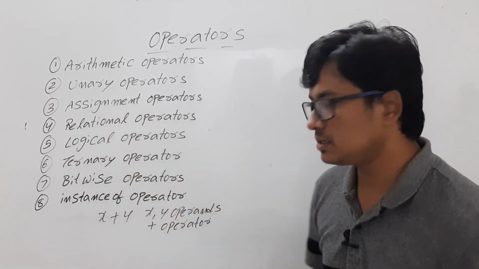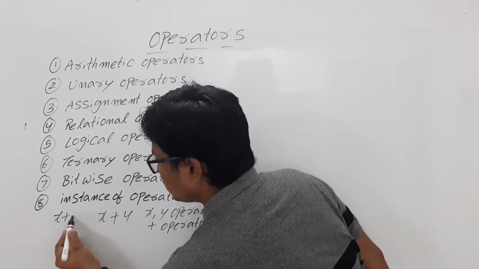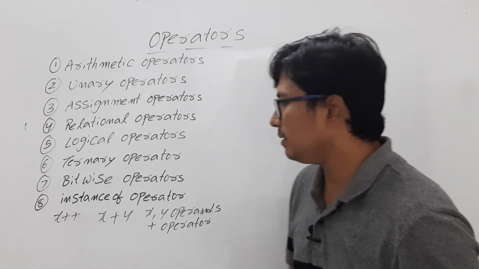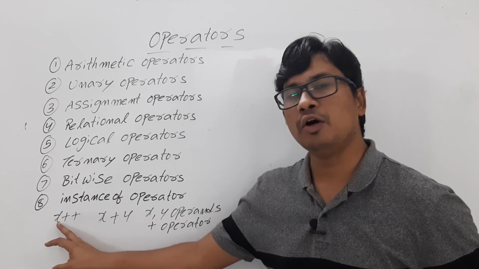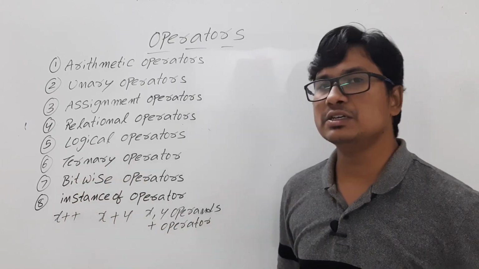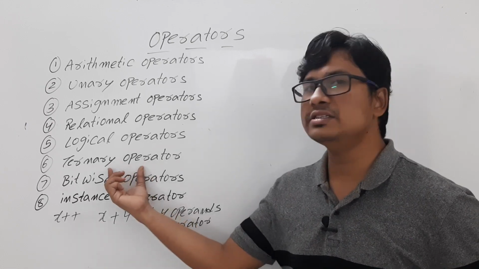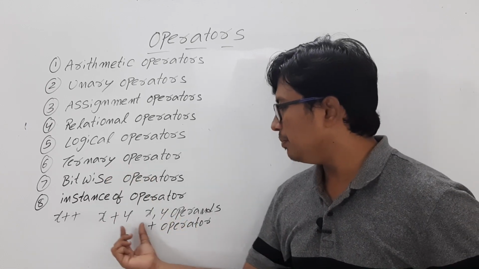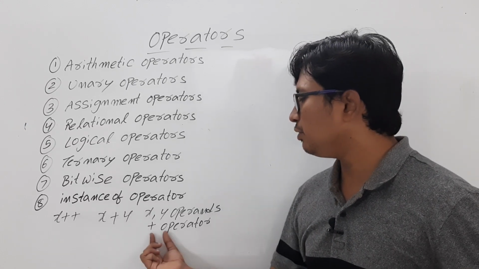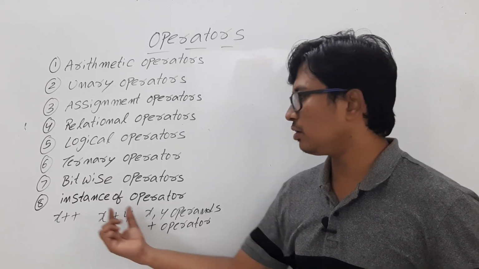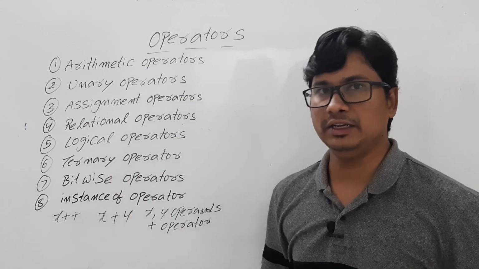Whereas the post increment is a unary operator because you need only one operand. Similarly, we'll discuss the ternary operator. It needs 3 operands. Based on the number of operands required, accordingly we will call that a binary operator or a unary operator or a ternary operator.